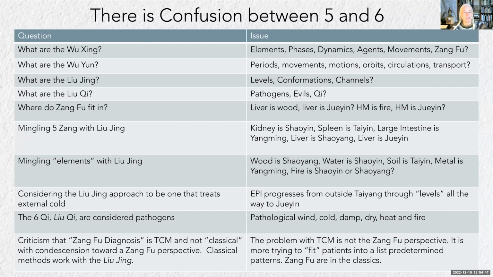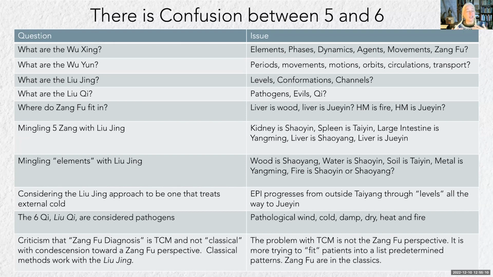The spleen, stomach is the earth element. The liver, gallbladder is the wood element. Like, what are these Wuxing? That itself, people have translated this word xing in so many different ways. So maybe there's confusion, like, what does this even mean?